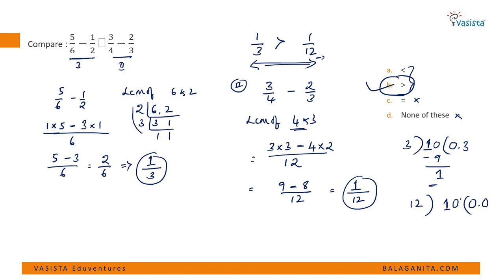Take 0 here and add 0 here. 12 8s are 96. Subtract here, 4 will come, but here 0.08, here 0.3. So this is bigger than this. So that's why option B is the right one. 1 by 3 is greater than 1 by 12.